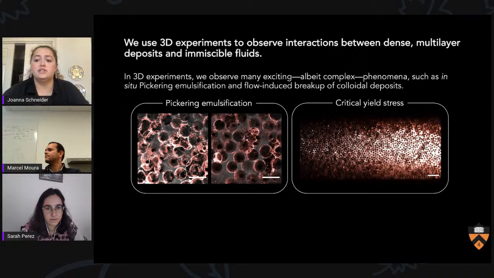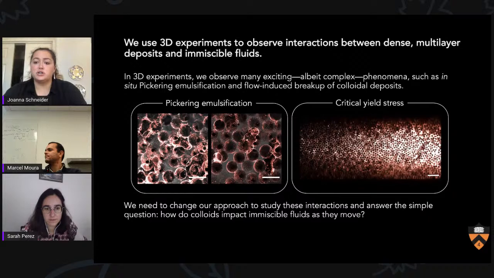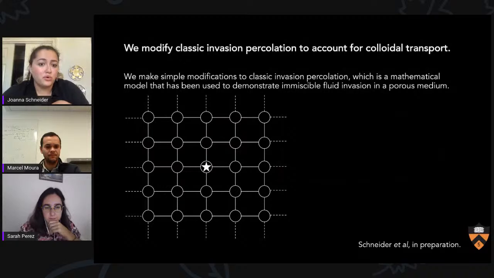And so in order to pursue a simpler line of questioning, we wanted to turn to a combination of simulations and simplified experiments to answer the question of how colloids impact immiscible fluids as they move. And so we decided to use two-dimensional pore network modeling to do this. And so we generated a modified invasion percolation simulation that could describe some of these complex deposition and erosion processes that arise due to immiscible fluid flow.